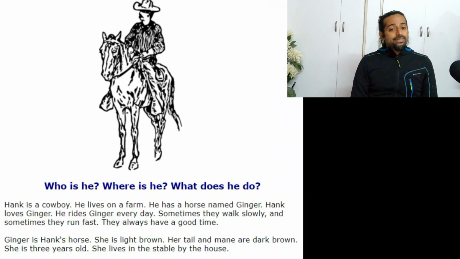Now let me tell you a small story related to this. Who is he? Where is he? What does he do? You can see this picture, right? Hunk is a cowboy. He lives on a farm. He has a horse named Ginger. Hunk loves Ginger. He rides Ginger every day. Sometimes they walk slowly and sometimes they run fast. They always have a good time. So this is a story related to the simple present tense.